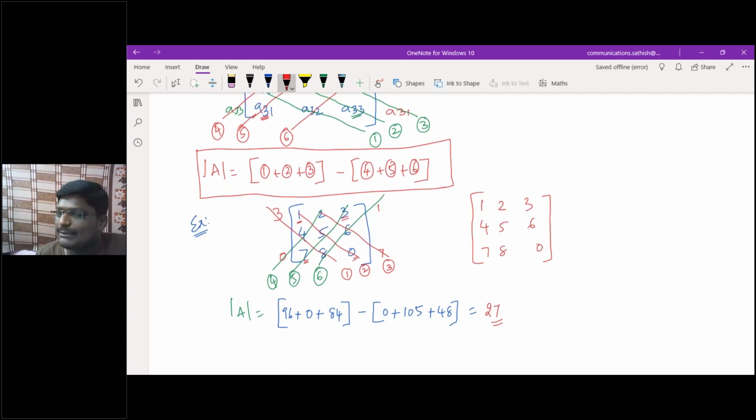See, first I need to multiply the middle diagonal elements. So you can represent this side as 1, 2, 3. So 1, 5, 0, which will be 0. Next, 2, 6. What do I need to do? This 7 element I need to multiply it as.